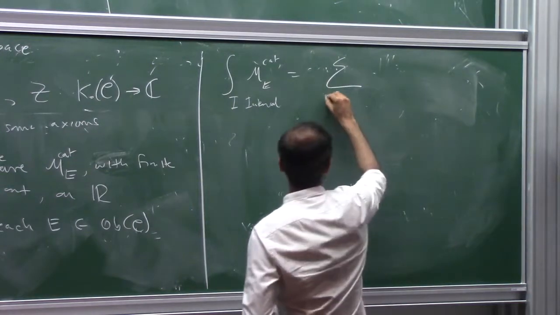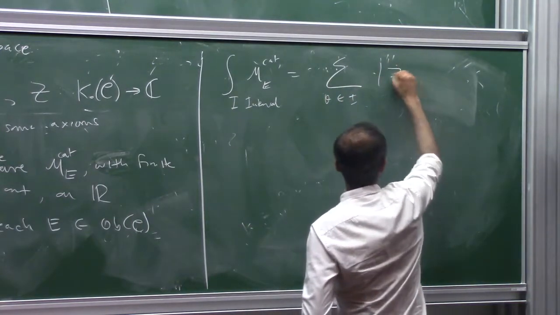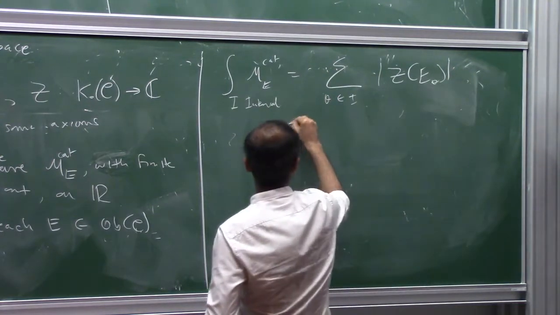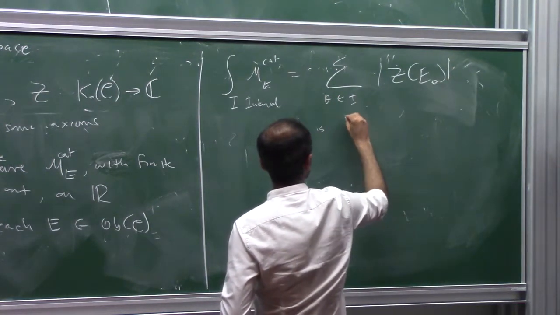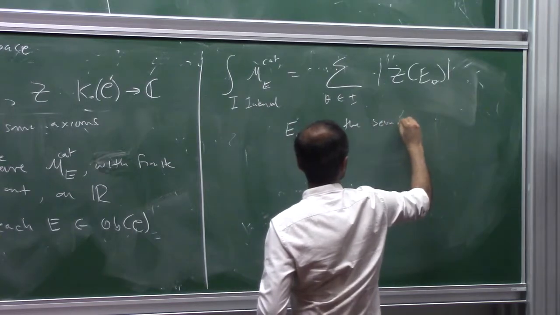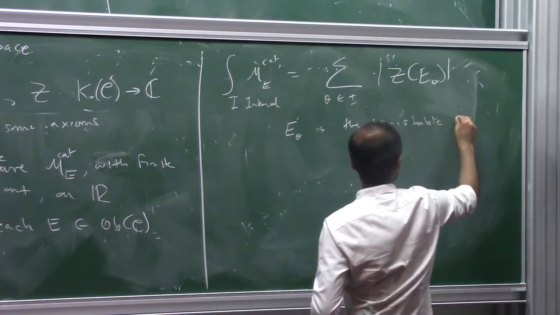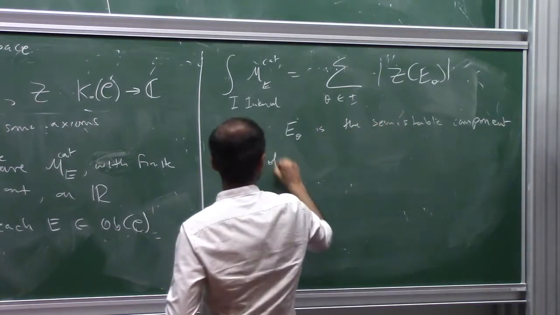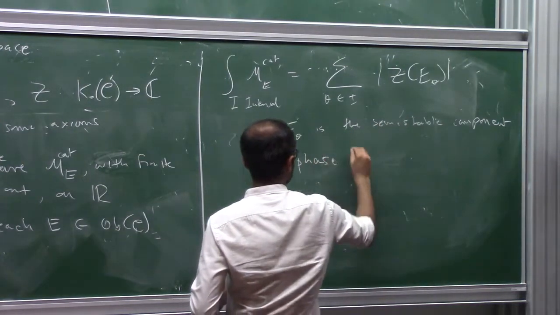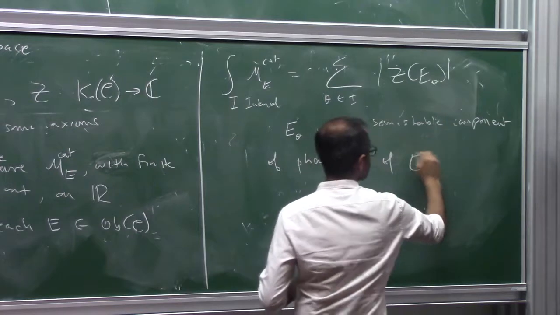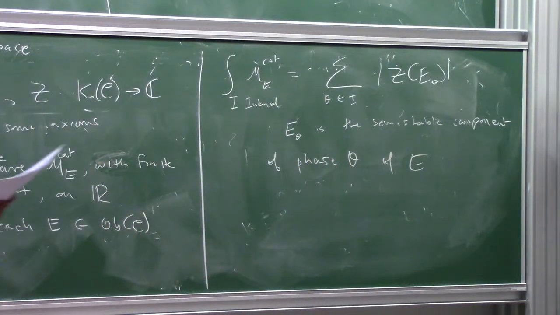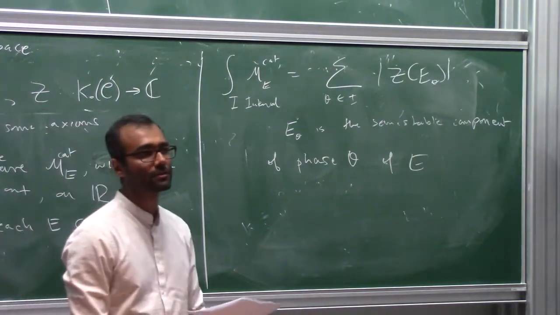of theta in I of the absolute value of Z of E sub theta, where E sub theta is the semi-stable component of phase theta of E. So that sum a priori looks like an infinite sum, but because there are only finitely many Harder-Narasimhan components, that sum is really finite.